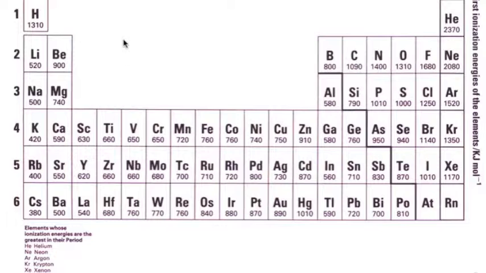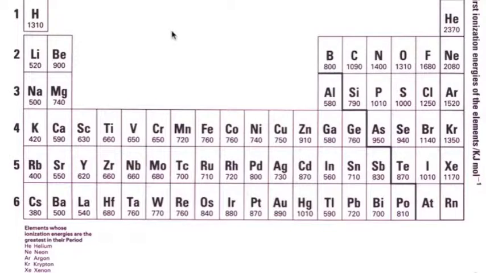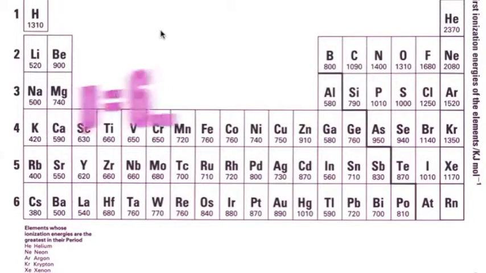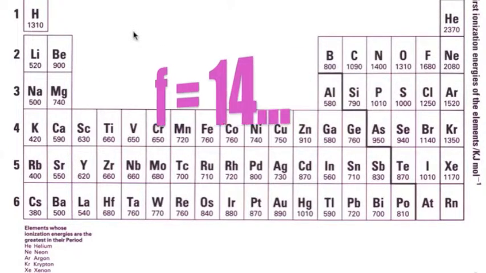Within the shells, electrons exist in different subshells. There are 4 possible subshells: S, P, D, and F. The S subshell holds 2 electrons, 2 per orbital. P can hold 6, D 10, and F 14.